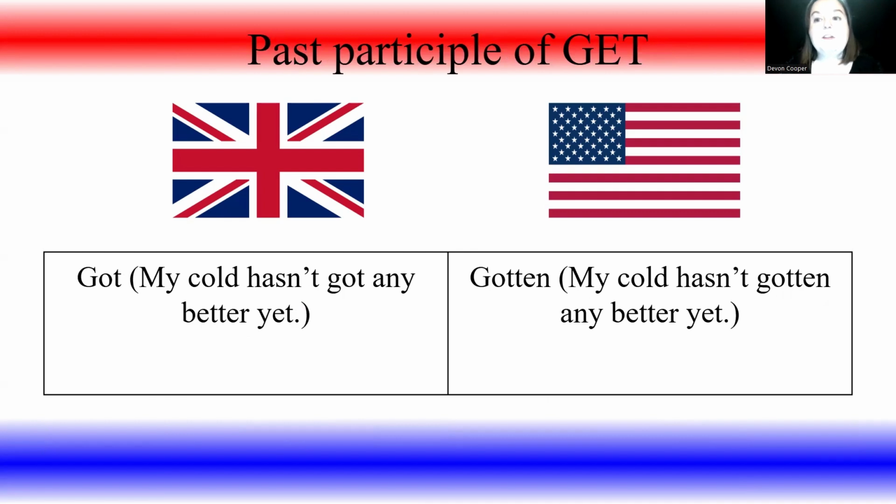Another is this is a huge difference. This is one that everybody talks about, which is the past participle of the verb get. So in American English, we say gotten, right? Gotten. In British English, they use got. So in American English, we might say, my cold hasn't gotten any better yet. Where in British English, gotten doesn't exist. They're going to say, my cold hasn't got any better yet, right?